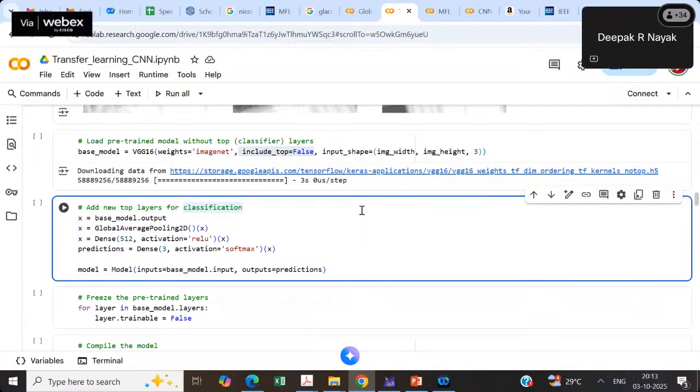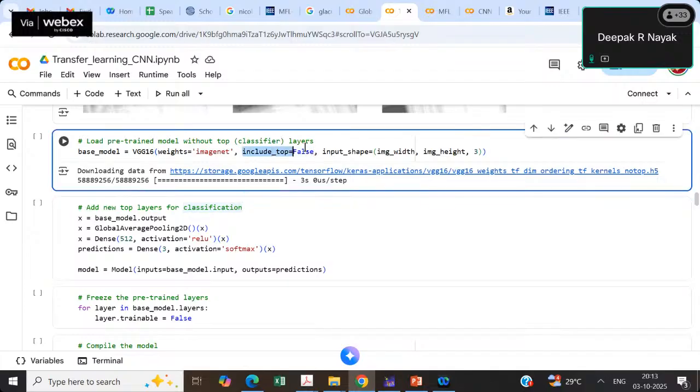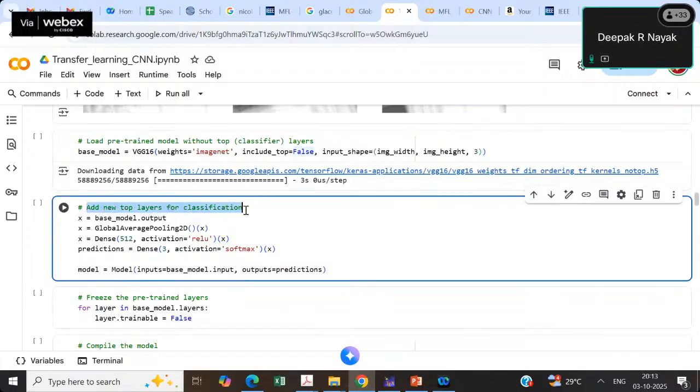And then what do we want? We want to introduce another layer which contains only 3 neurons. So what we did here is we initially removed the top layer using this particular parameter by making it false, and then we are adding new top layers. Either you can add one layer, or if you want, you can add more layers.